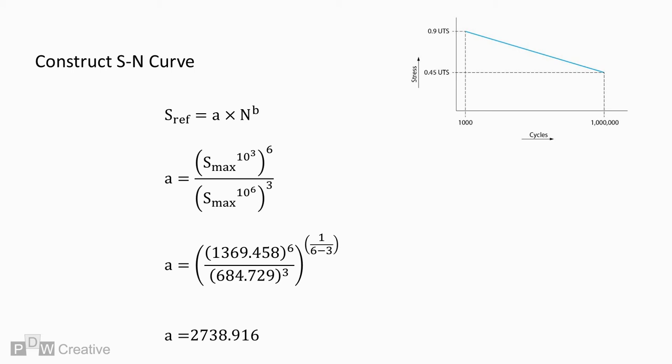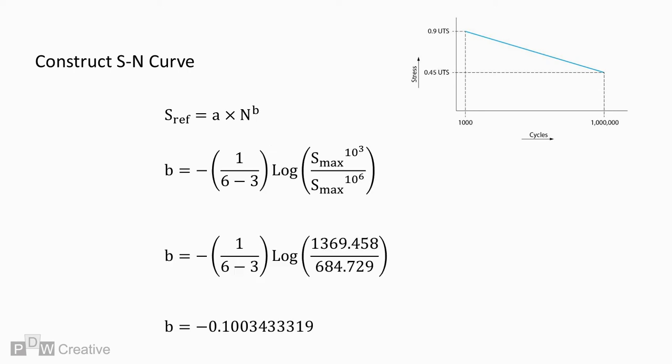A equals S max 10 to the 3 to the power of 6 over S max 10 to the 6 to the power of 3. And A in this instance works out at 2738.916. A is unitless and is a constant, used only to work out stress cycles to failure.